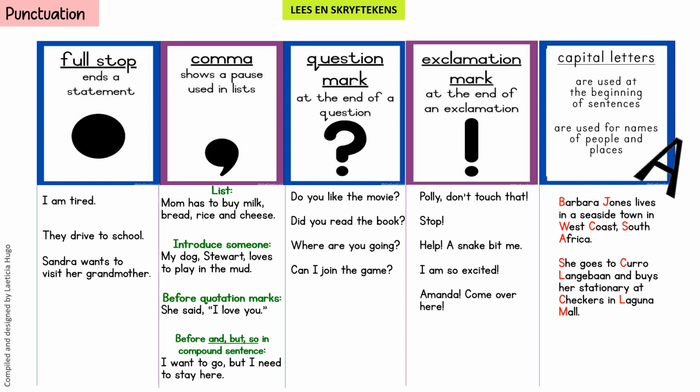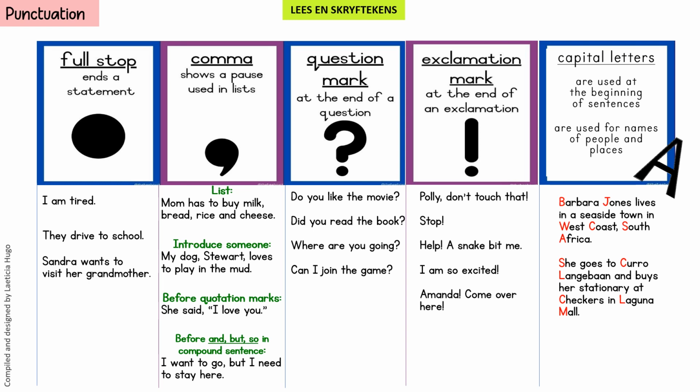Then before quotation marks, like we discussed in direct and indirect speech, she said, comma, quotation mark, I love you, full stop, quotation mark. So that comma is always before the quotation marks. And then before but, and so in compound sentences. I want to go, but I need to stay here. So remember, comma is always used before but, and so. Then thirdly, the question mark.